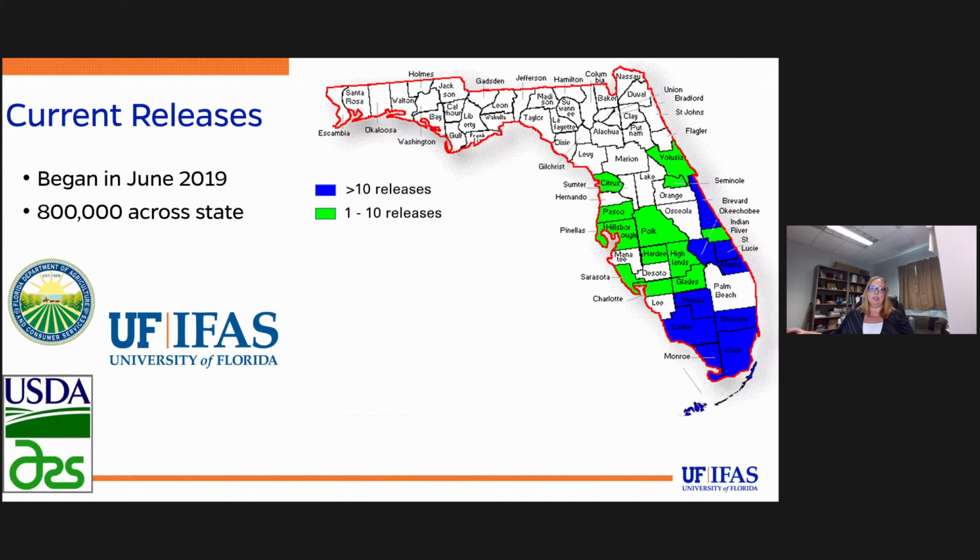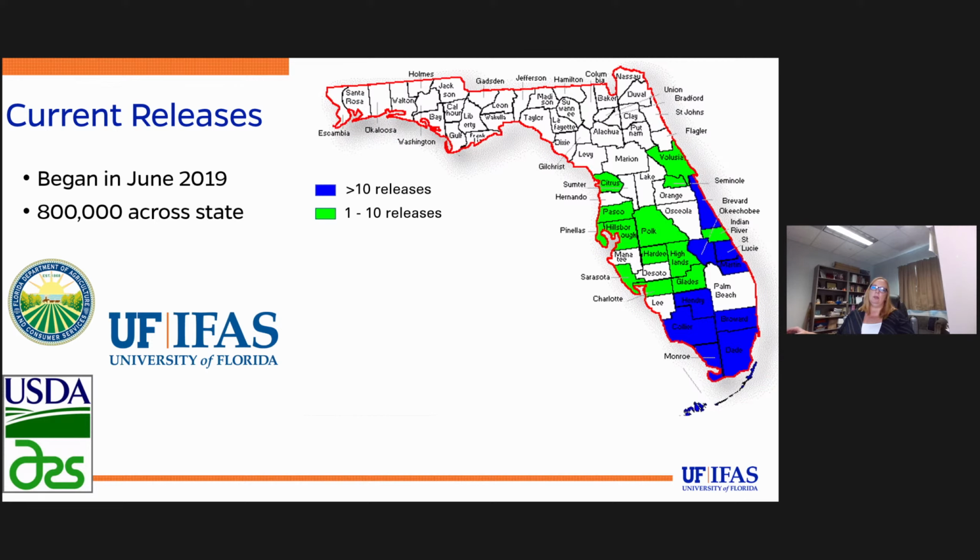And we have been releasing these in the state. These data were pulled probably 2 weeks ago. And so this is a collaborative effort between my lab here at UF, from a lab at the Florida Department of Agriculture, and 2 lab groups at the USDA ARS lab in Fort Lauderdale. And so far we've released over 800,000 across the state.